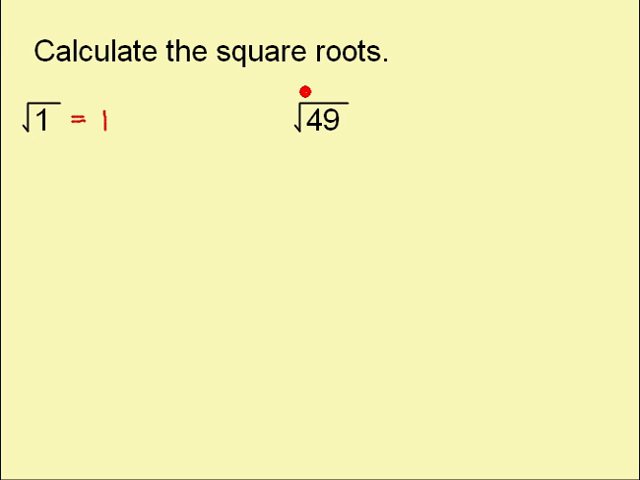If I'm looking for the square root of 49, I'm saying, what number do I times by itself to get 49? And the answer is 7. We call 1 the square root of 1 and 7 the square root of 49.